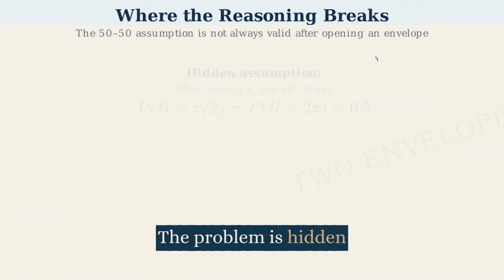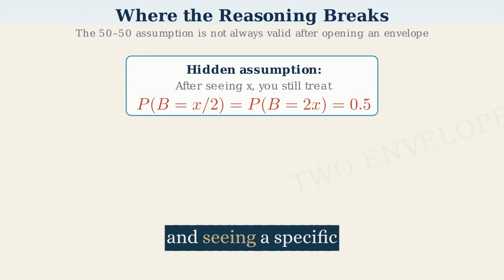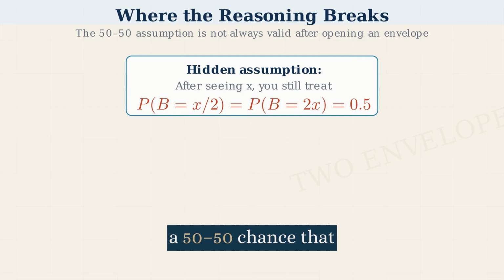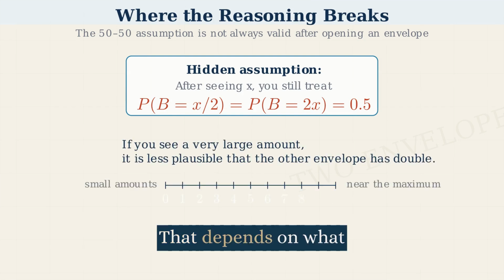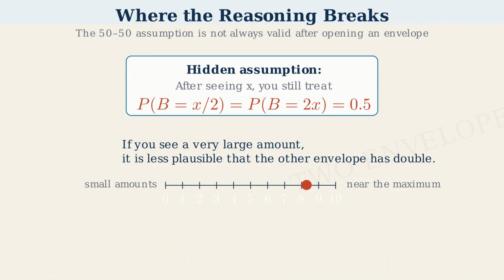The problem is hidden inside the probabilities. After opening an envelope and seeing a specific amount, you cannot automatically assume there is still a 50-50 chance that the other envelope has half or double. That depends on what amounts were realistically possible in the first place.